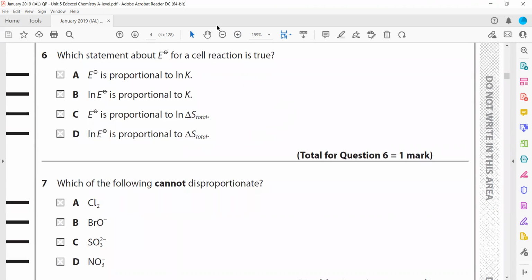Then, which statement about the cell electrode potential is true? It is proportional to R ln K. So A is the right answer, because it is ln K when we replace the constant in proportionality. Where we replace equals and constant, we replace by the proportionality sign. So it will be E proportional to ln K. So A will be the right answer.